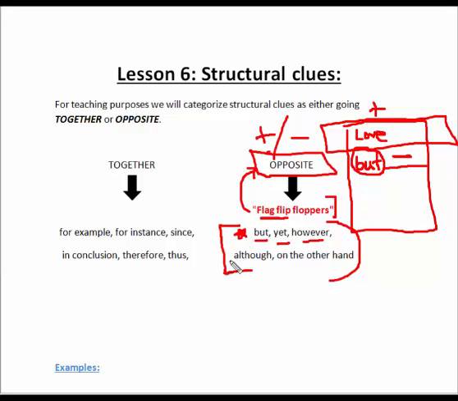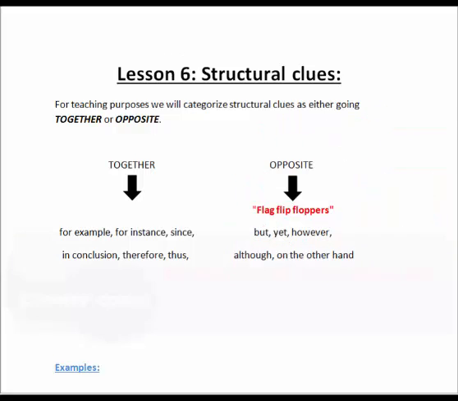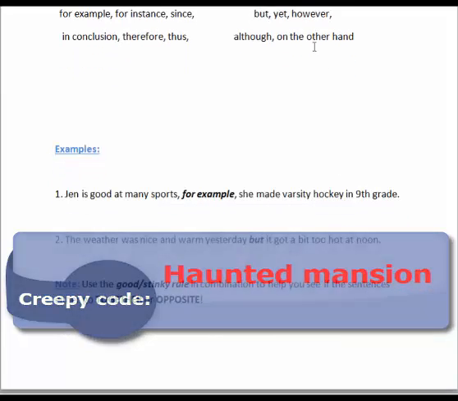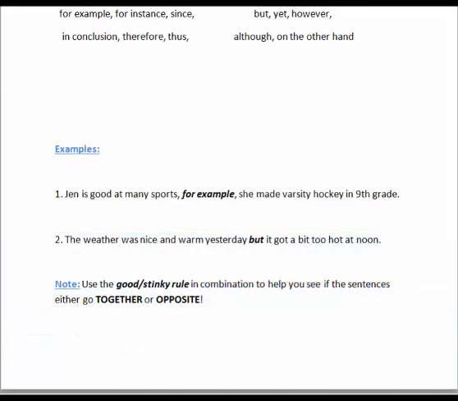The next two, although and on the other hand, are quite common as well. There are other ones like conversely and so forth, but they're not quite as common on the ACT or in writing at this level. So right now, just worry about these five. Let's go ahead and scroll on down and take a look at a couple of examples. Example number 1.